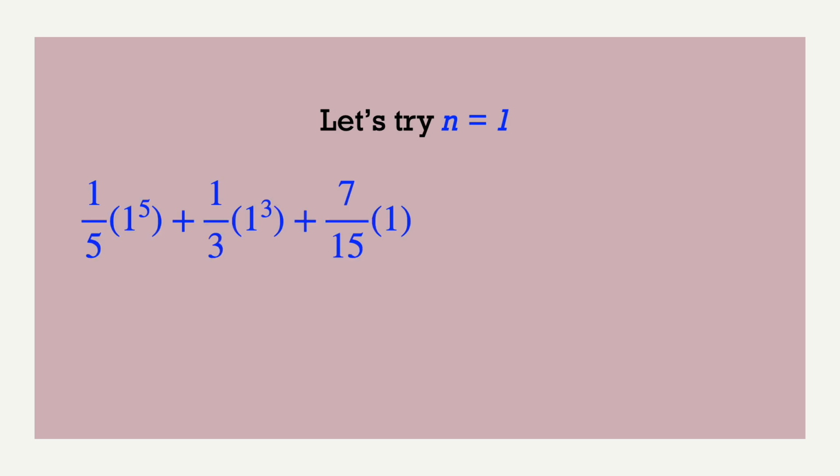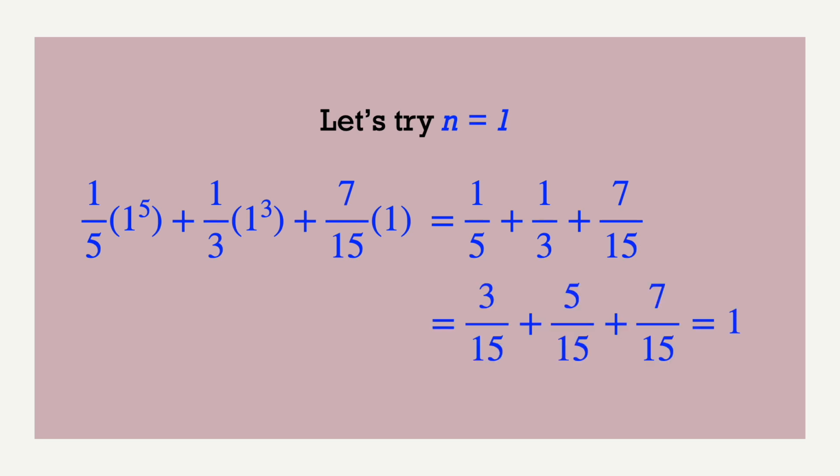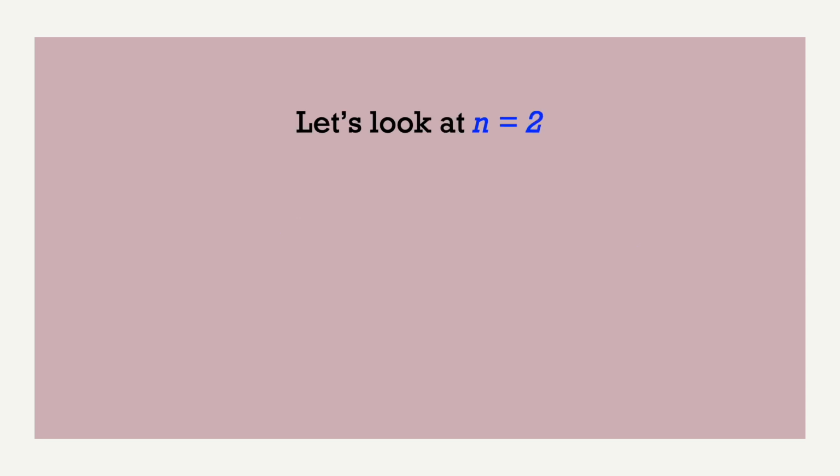Plugging 1 in for n, this is what we get. 1 to the 5th and 1 cubed is 1, so we end up with 1/5 plus 1/3 plus 7/15. Finding a common denominator, this is what we get. And adding the numerators gives us 15 divided by 15, which is 1. And that's an integer.